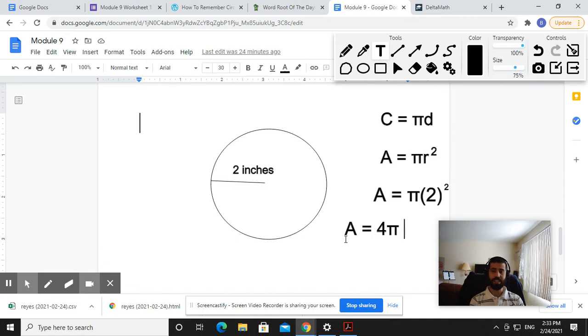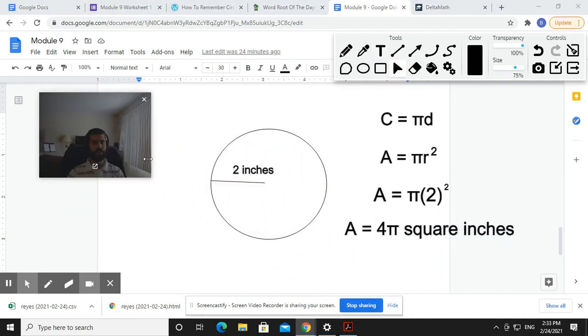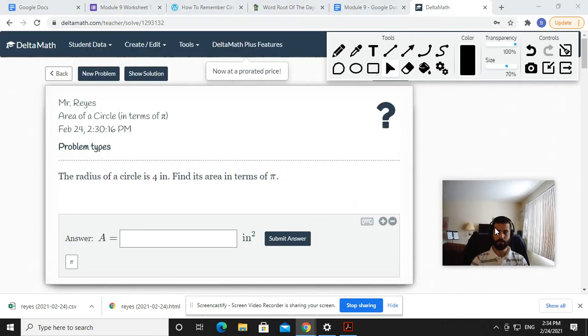However, you would need to say square inches, because it's area. And when it's area, you always say square. I like to think area is "squarea." Okay, it's a totally nonsense word, but it helps you memorize. There's a way that I memorize these formulas, but I'll tell you in a different video. Let's focus on Delta Math for now.